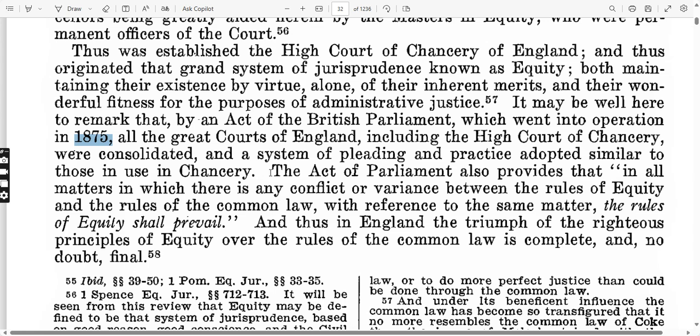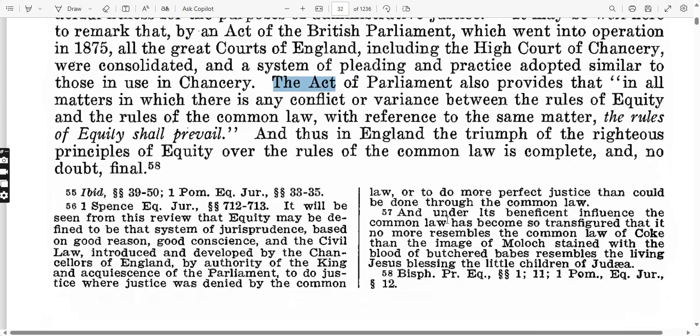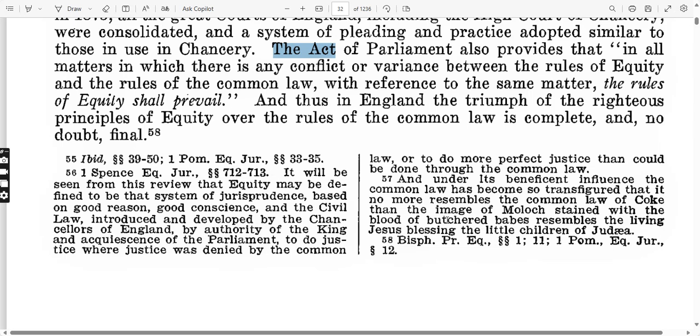The Act of Parliament also provides that in all matters in which there is any conflict or variance between the rules of equity and the rules of common law, with reference to the same matters, the rules of equity shall prevail. That's right, substance over form. And thus in England, the triumph of the righteous principles of equity over the rules of the common law is complete and no doubt final.